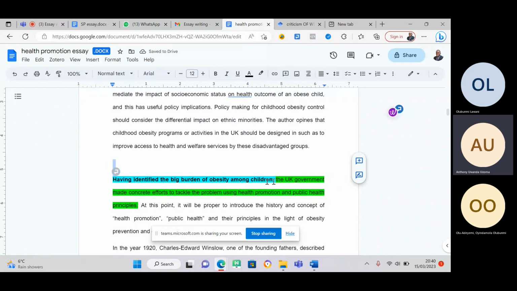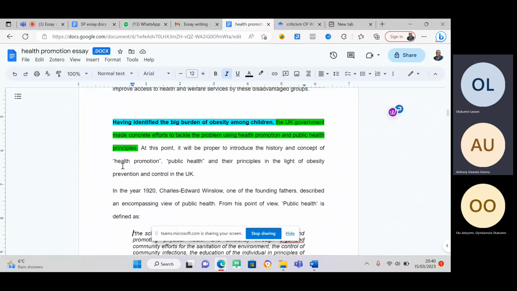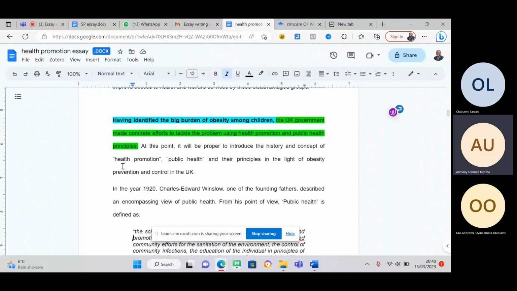Can you see it? The light blue is linking to the old paragraph, while the green is linking to the next paragraph. You see that? And I have removed the subheading now. Are you seeing it? Yes. Good. So these are the things they are marking. When you say academic writing, this is what academic writing is in practical terms.